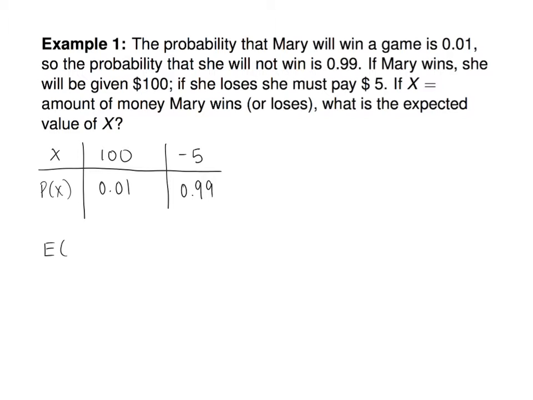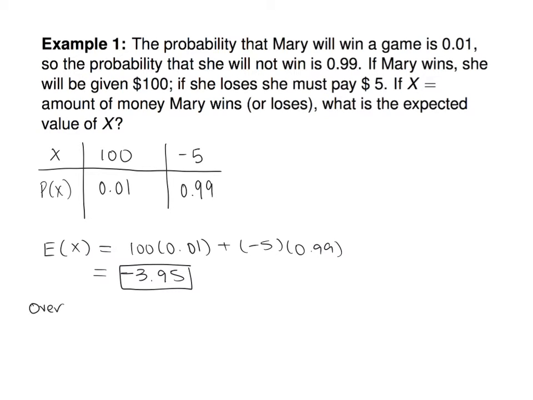Then the expected value of how much she would expect to win if she played this game an infinite number of times is 100 times 0.01 plus negative 5 times 0.99, which is negative 3.95. So over the long run, Mary loses $3.95 per play.